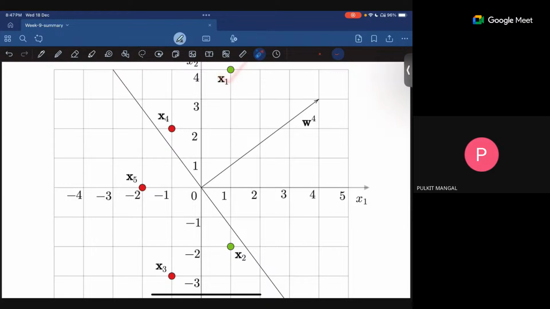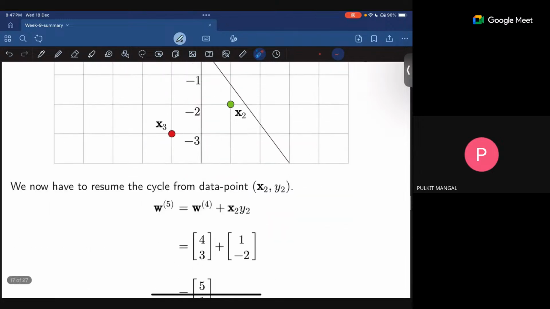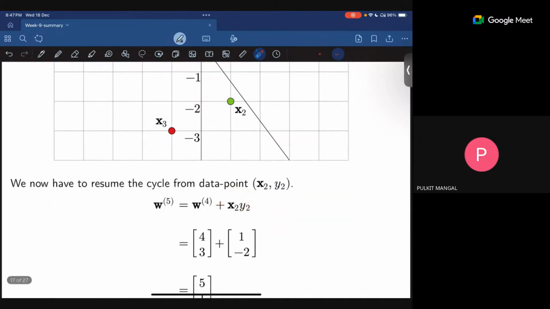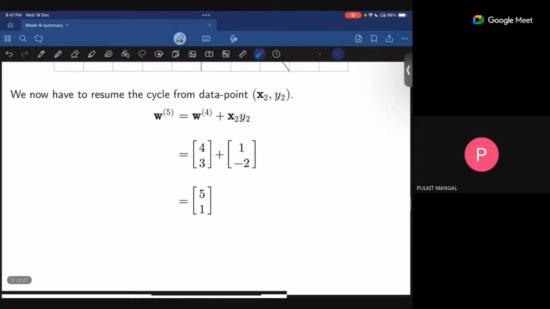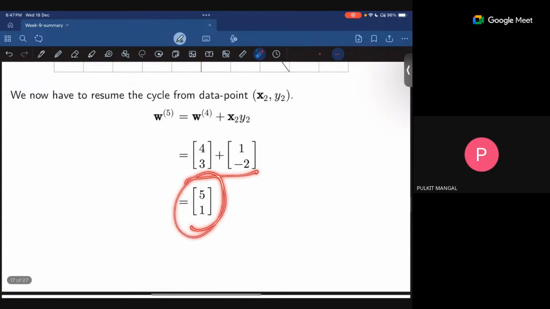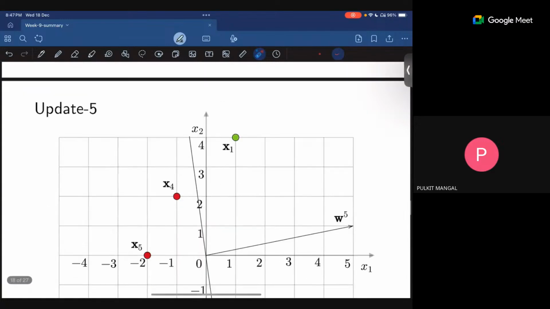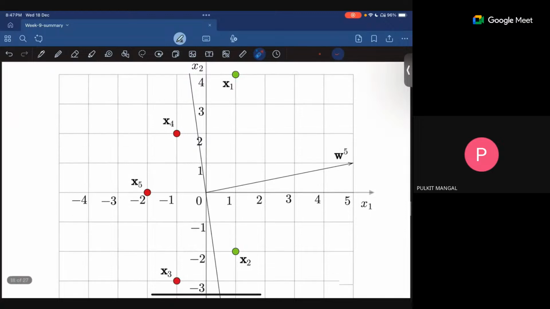So we have come till x1, so we'll resume with x2. And x2 is a mistake, so we'll use x2. w4 was 4, 3. x2 is 1, -2, and the true label of the data point is 1. On simplifying, this is the new weight vector that we will get. And this is the weight vector that we call the final one.